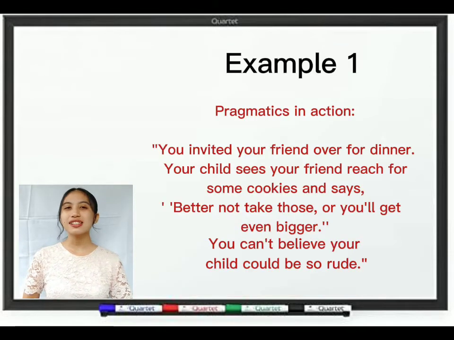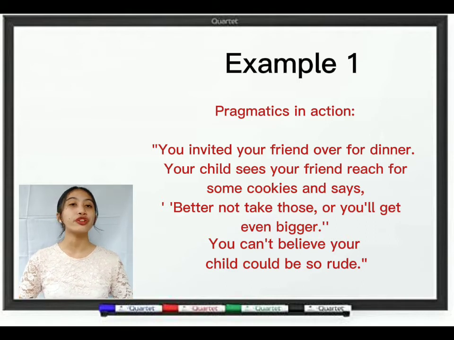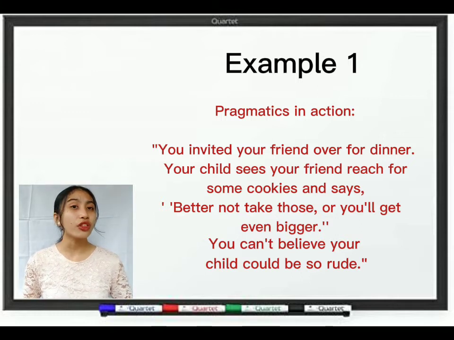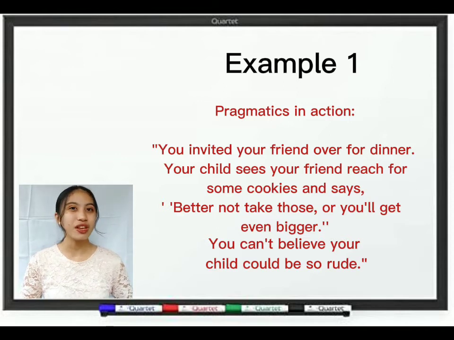Examples: pragmatics in action. You invited your friend over for dinner. Your child sees your friend reach for some cookies and says, "Better not take those or you'll get even bigger." You can't believe your child could be so rude. In a literal sense, the daughter is simply saying that eating cookies can make you gain weight. But due to the social context, the mother interprets that sentence to mean that her daughter is calling her friend fat.